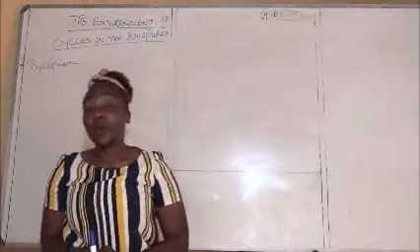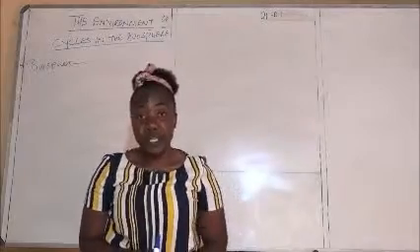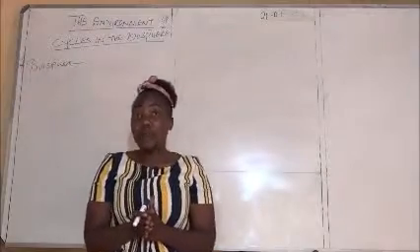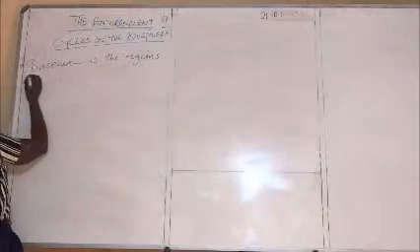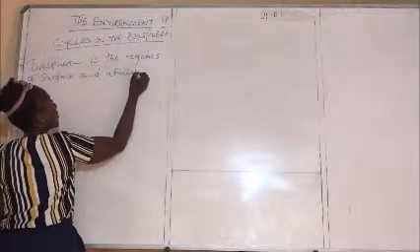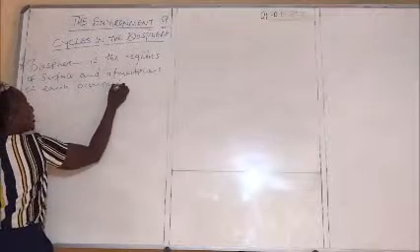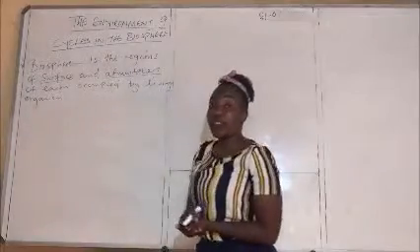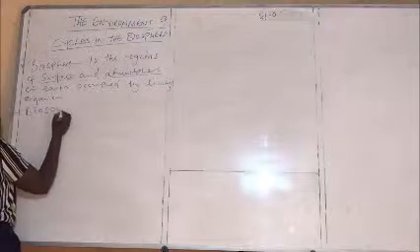Are we together, class? Before we go any further, we need to define what a biosphere is. The biosphere is the regions of the surface and atmosphere of the earth occupied by living things, organisms.